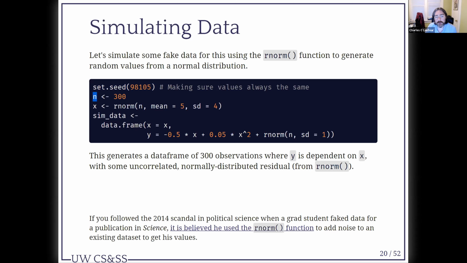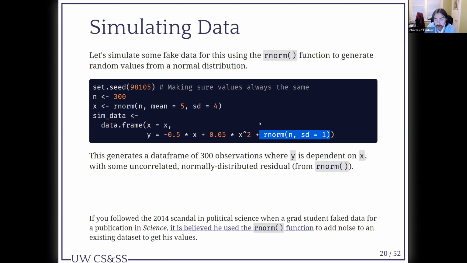I'm going to say I want my data to be draws from a random normal distribution, 300 draws with a mean of 5 and a standard deviation of 4. This is going to be my X or predictor variable. Then my simulated data is going to be a data frame where X is equal to X, but Y is equal to some formula based on X plus some randomly distributed error. Okay. And so the idea here is that you need a little bit of error in it so your regression models don't perfectly fit the data.